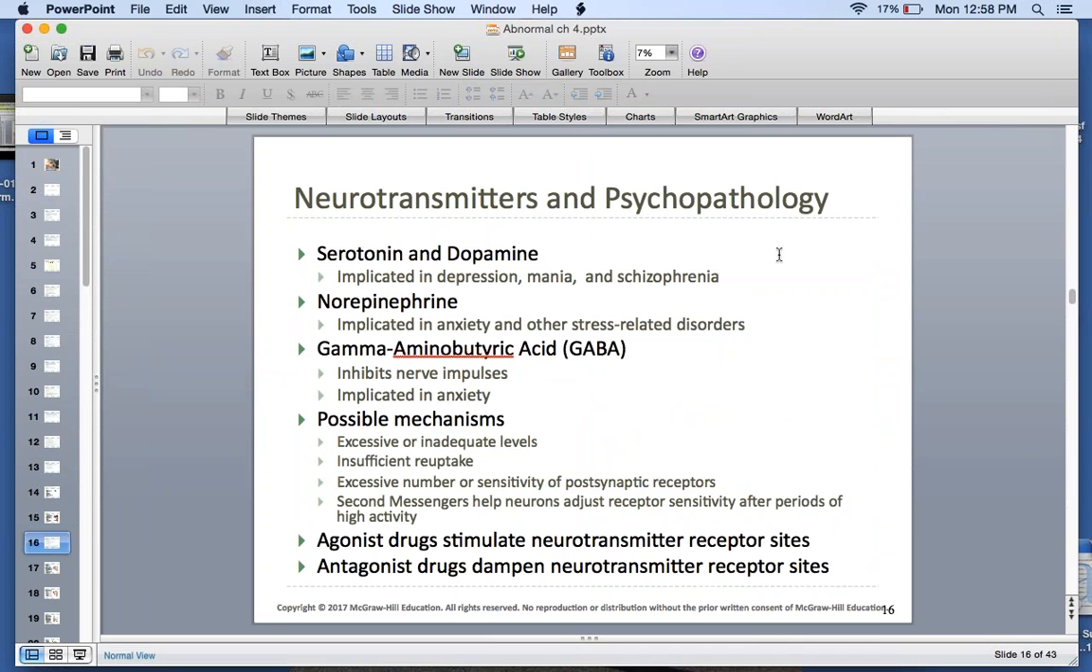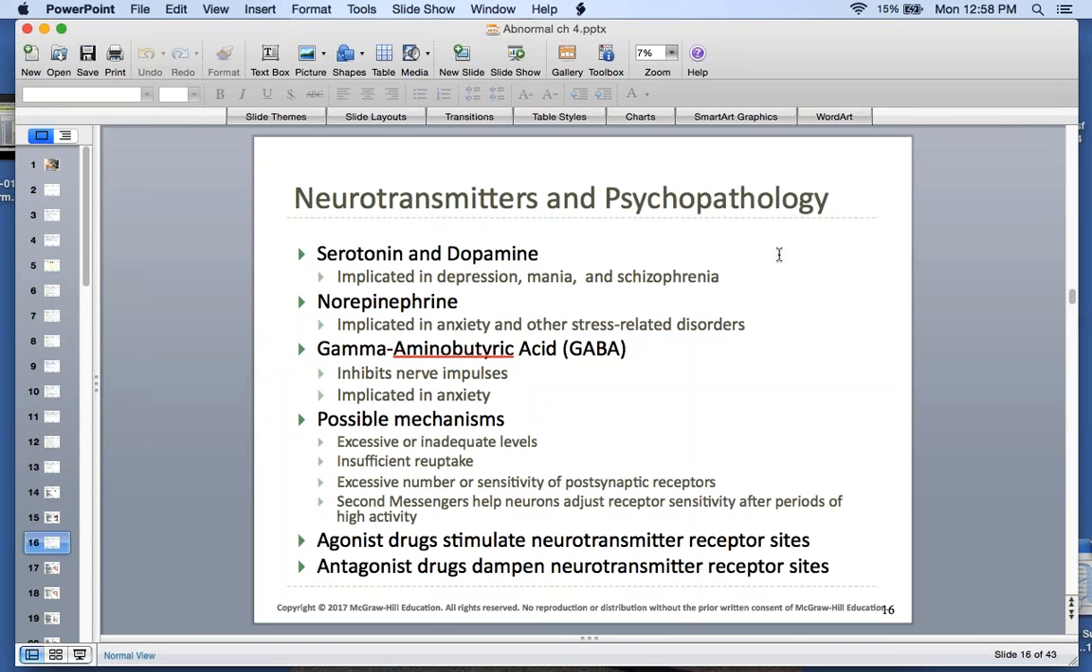Here we have our neurotransmitters and psychopathology. So those are the things that we talked about before. Dopamine, serotonin. We did mention these a bit before, related to depression, mania, schizophrenia. We have norepinephrine, which is implicated, if you will, in anxiety and other stress-related disorders. GABA, interestingly, affects some of those other things. It inhibits nerve impulses. It's implicated in things like anxiety.